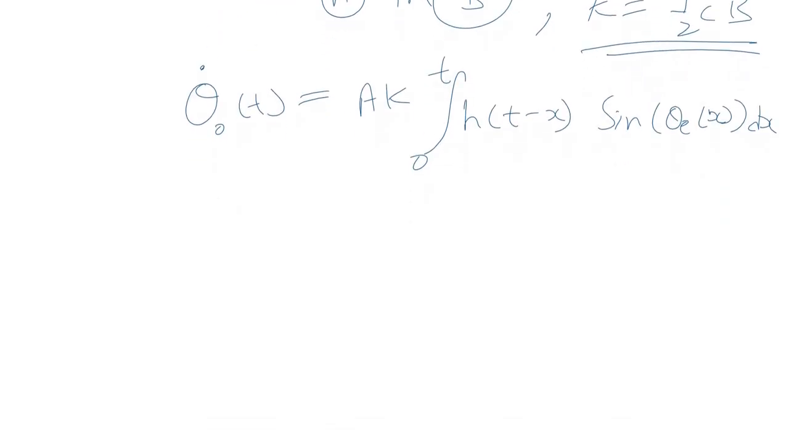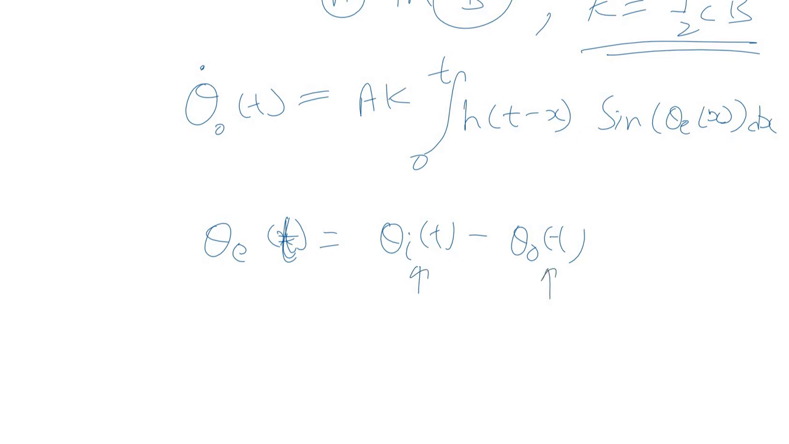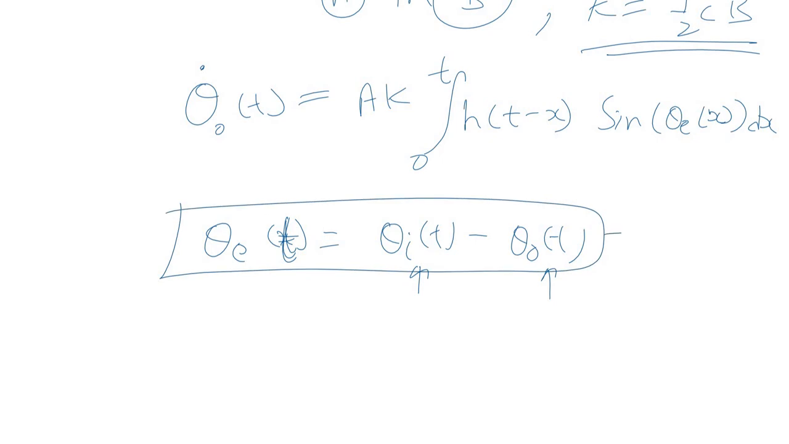So theta E here is nothing but the phase error, and that is equal to theta IT minus theta naught t. Theta IT is the phase of the incoming signal, and theta naught t is the phase of the output of the VCO signal. This is nothing but the effective phase error.